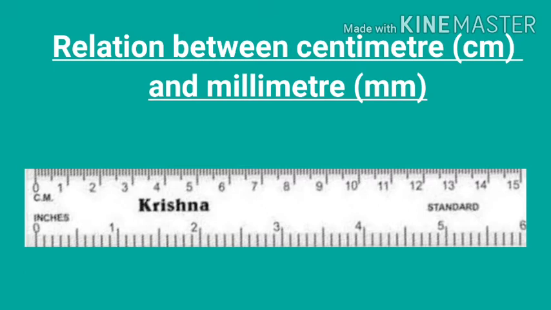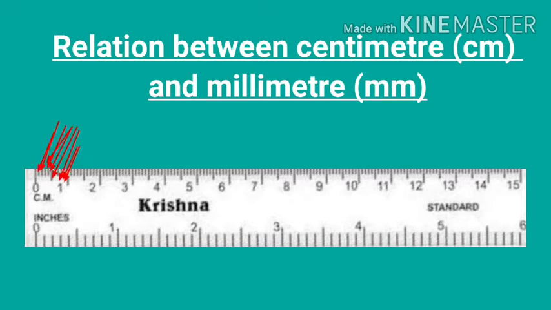Children, observe the ruler. Here on the ruler, given some numbers like 0, 1, 2, 3, 4, etc. So, from 0 to 1, the length is 1 centimeter. From 0 to 2, the length is 2 centimeters. From 0 to 3, the length is 3 centimeters, and so on. When we observe the ruler, we can see small lines in between the numbers.